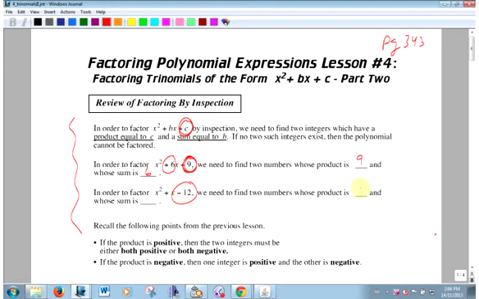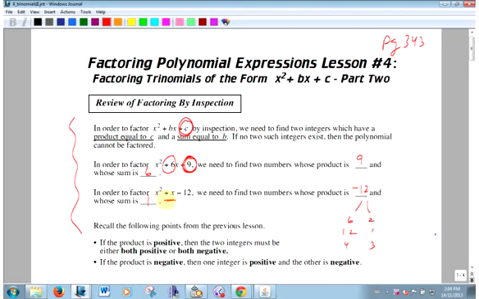So what multiplies to negative 12 and whose sum is, what's the number here in front of that x? 1. If there's nothing there, it's got to be a 1, right? Okay, just like the coefficient of the x squared is a 1. Okay, what two numbers multiply to negative 12 and add to 1?